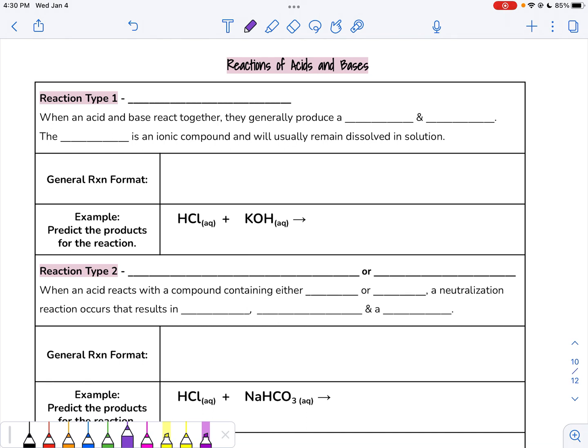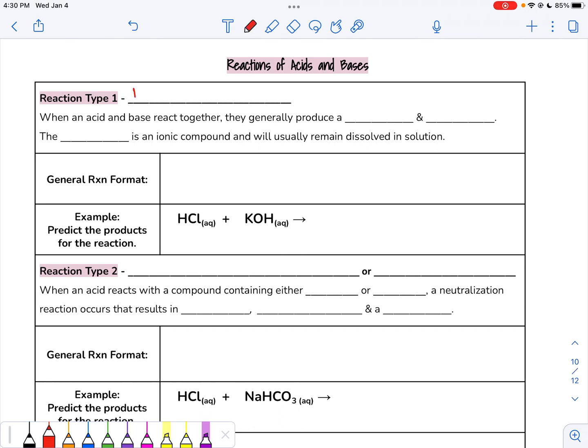Hey everybody, so we're going to do a little notes session on some reactions of acids and bases. A lot of times you hear acid-base reactions and you might think because of that there's only one type of reaction between acids and bases, but that's not actually true. They're pretty complex reactions, but we can break them down into a few categories, and we're going to go over 4 types of reactions that acids and bases undergo.